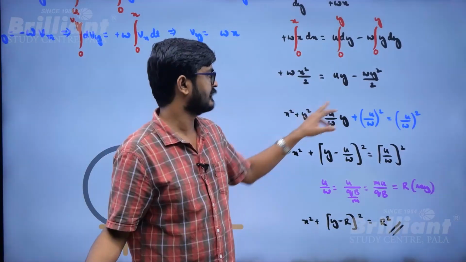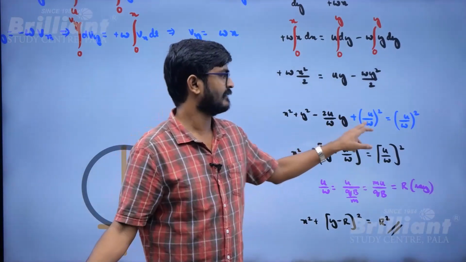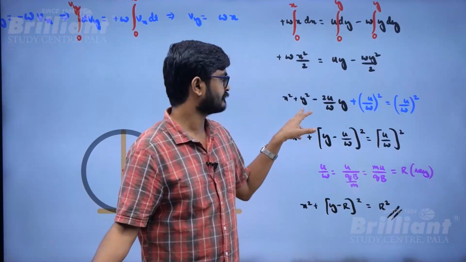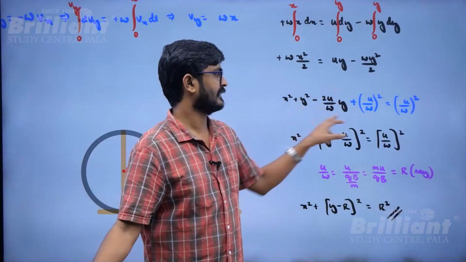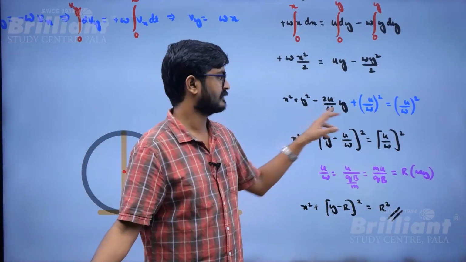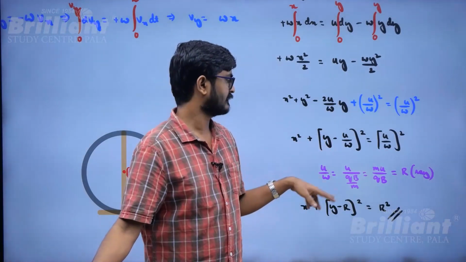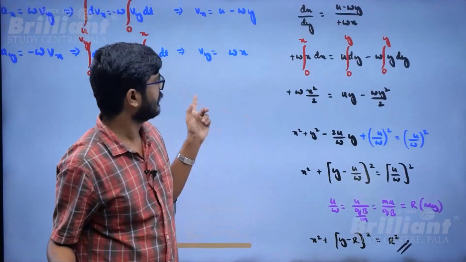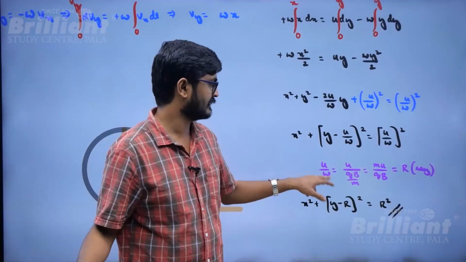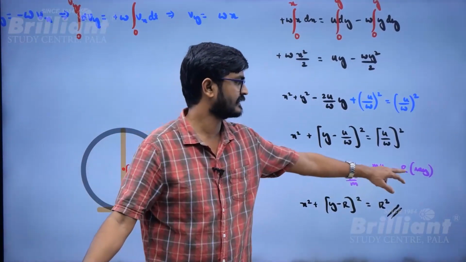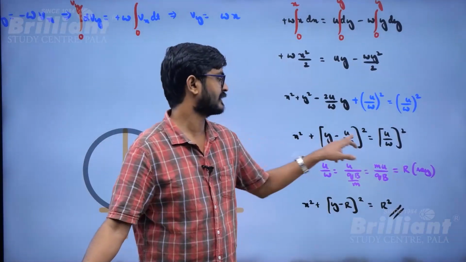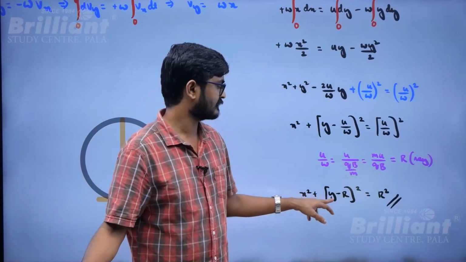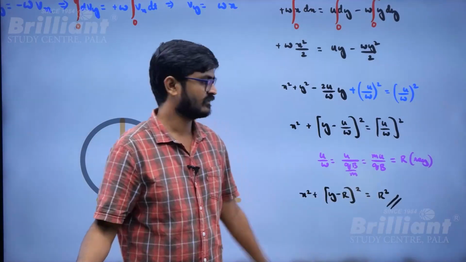I am modifying it, bringing everything to this side, so that I can get it in the form y minus something whole square. Now if you see this one, u by omega, omega is qB by m, we assumed. So u by omega is basically mu by qB. Let me call it r. If I call it r and substitute, I will get x square plus (y minus r) whole square equals r square.